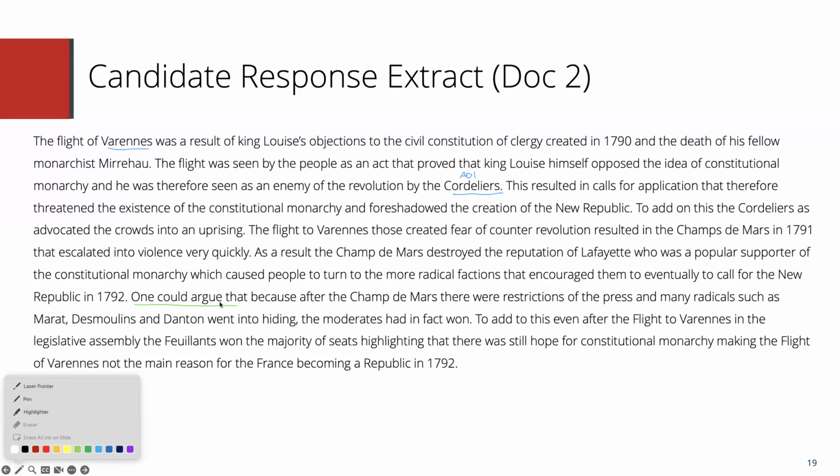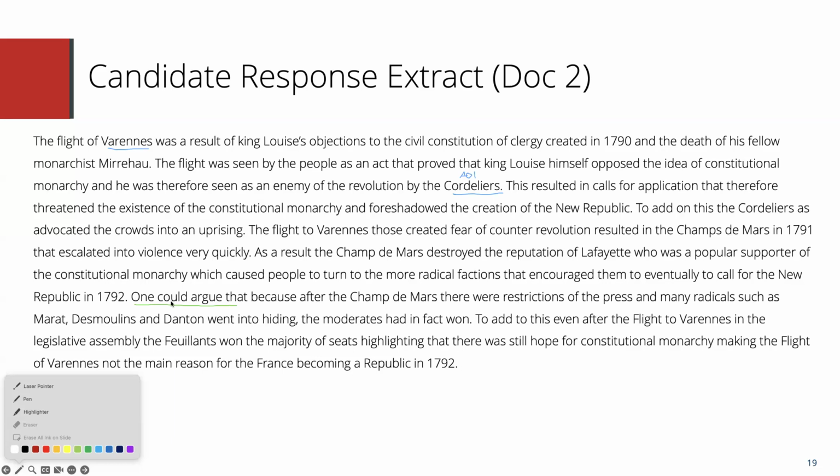So one could argue that after the Champ de Mars, there were restrictions on the press, and many radicals such as Marat, Desmoulins and Danton went into hiding. The moderates had in fact won. To add to this, even after the flight to Varennes, in the Legislative Assembly the Feuillants, apologies for my pronunciation here, won the majority of seats, highlighting that there was still hope for constitutional monarchy, making the flight not the main reason for France becoming a republic.